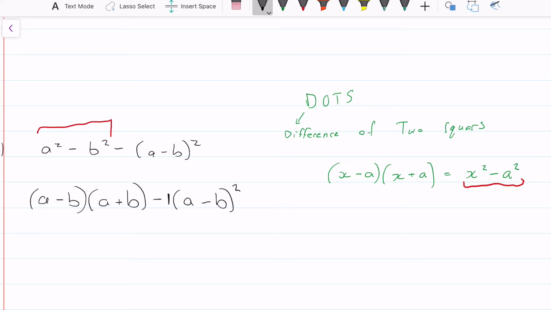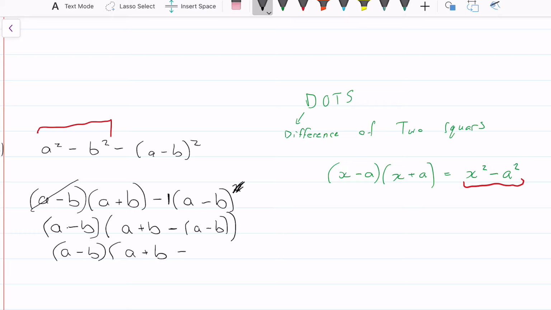So then we're left with a minus b, so we cancel that and we cancel one of these. That's important, we only cancel one. And in the next bracket we have a plus b minus, smaller bracket, a minus b, right? So then we just multiply that out. We have a plus b minus a minus minus b, which is a plus b. So we're left with, these cancel, 2b times a minus b.